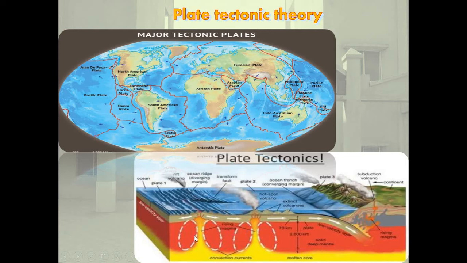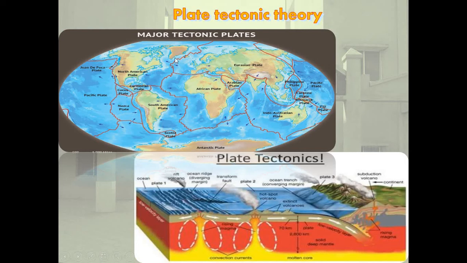This is magma. Yellow color is magma. This is a low velocity layer. This is a rift volcano. Here it is a volcano. Ocean ridge, diverging margin. This is a transform fault. This is a hotspot volcano. Here this is a hotspot volcano. Ocean trench, converging margin. This is a subduction volcano.